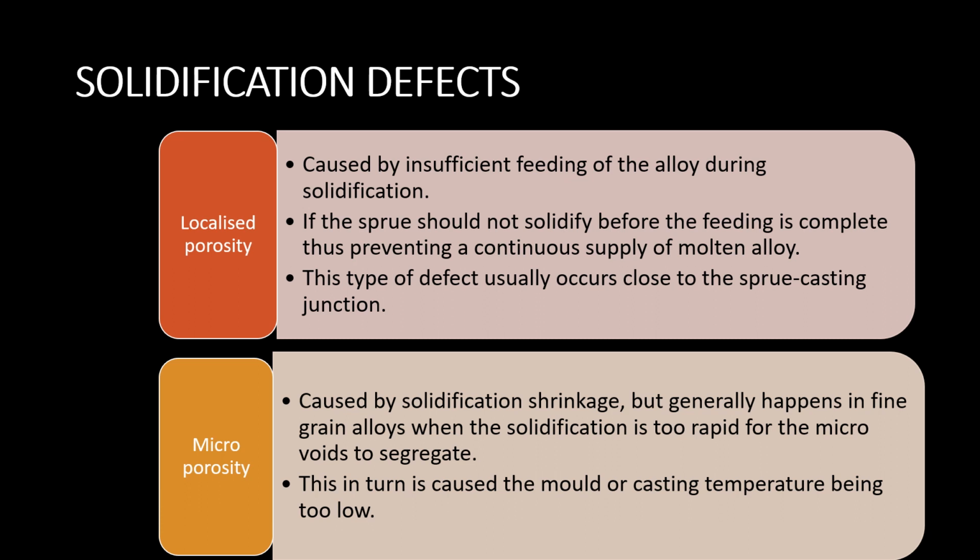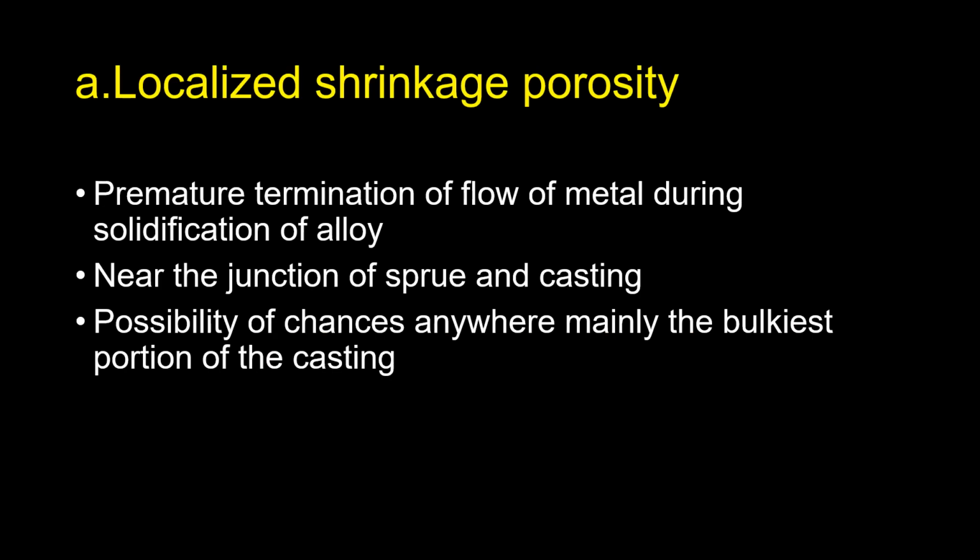The other type of solidification defect is microporosity, which is caused by solidification shrinkage, but generally happens in fine grain alloys when the solidification is too rapid for the microvoids to segregate. This in turn is caused by the mold or casting temperature being too low. Let's see the three types of porosity.